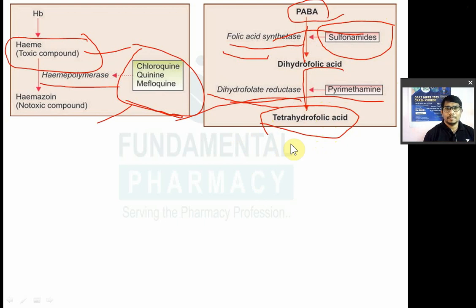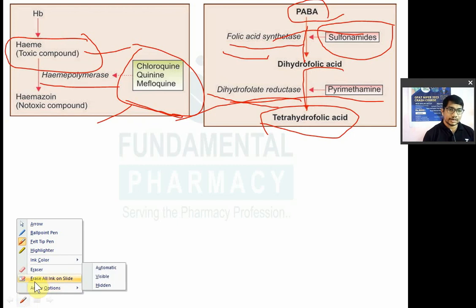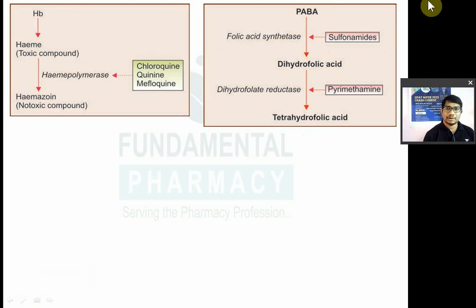So remember, pyrimethamine is a dihydrofolate reductase inhibitor, and sulfonamides are nothing but folate synthetase inhibitors. Pyrimethamine is a dihydrofolate reductase inhibitor, right?